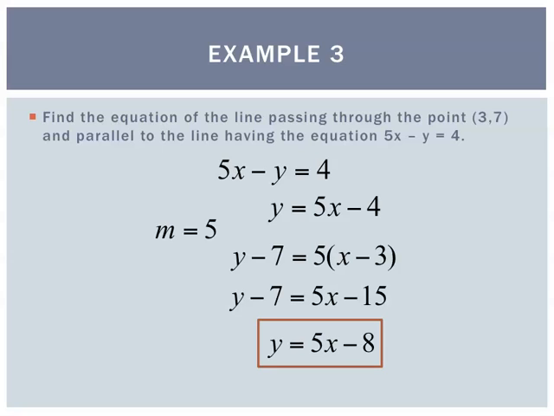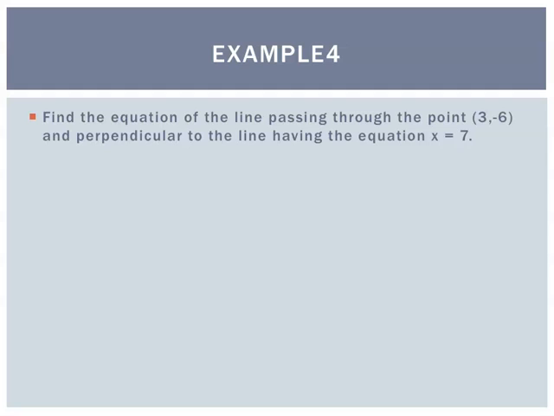All right, take a look at example 4. Find the equation of the line passing through the point (3, -6) and perpendicular to the line having the equation x equals 7. Now x equals 7 is a vertical line, which means that if we're trying to find the equation of the line perpendicular to it, it must be a horizontal line.